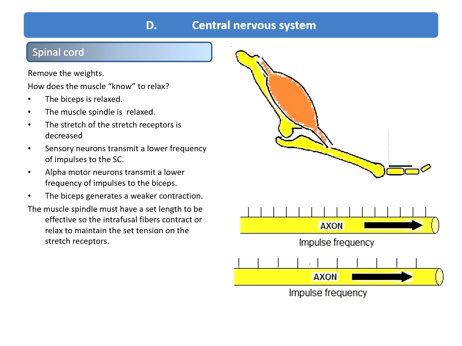The muscle spindles, however, must have a set length to effectively allow the intrafusal fibers to contract or relax to maintain the set tension on the stretch receptors. If the muscle spindle relaxes too much, however, it stops sending impulses to the spinal cord and control is lost.